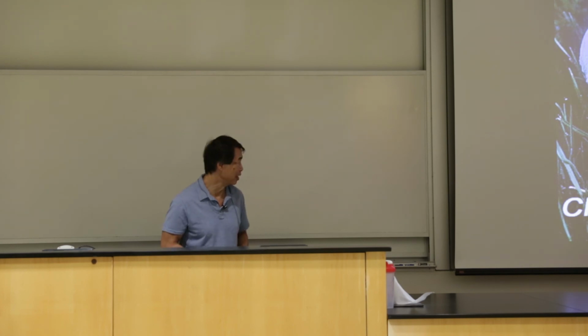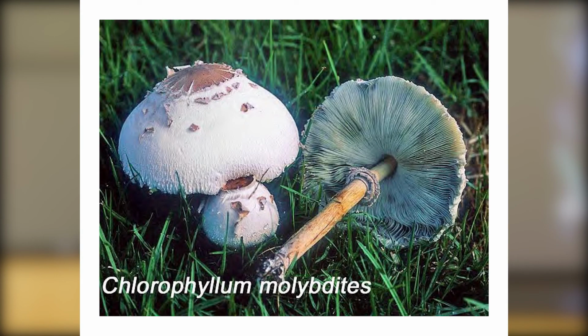Here's one of the most common ones. You probably have seen this on campus. This is Chlorophyllum molybdites. It gets the name from the fact that when mature, the gills are green. Literally, chlorophyll means green leaf.